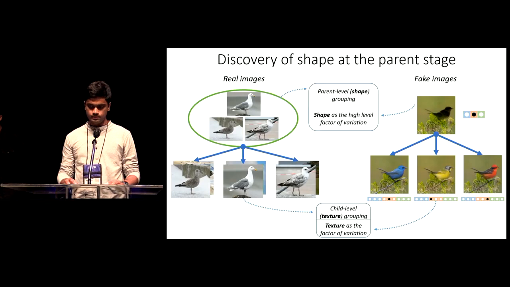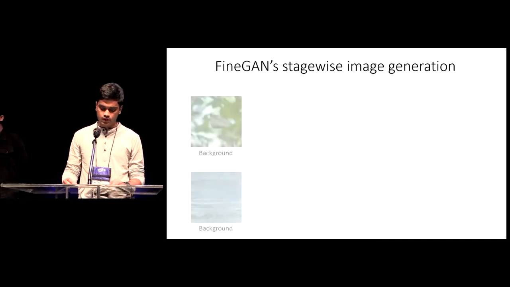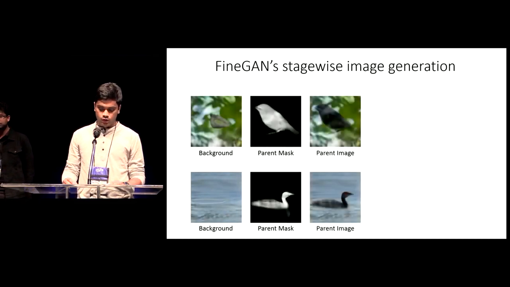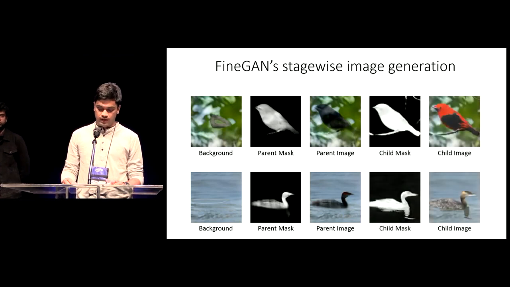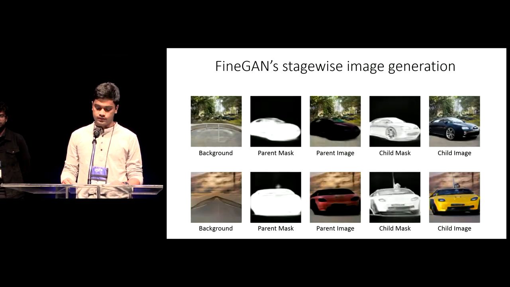All right, we now show our stage-wise image generation results. Initially, our model can generate background containing no foreground details. Following this, parent image is generated describing only the object's shape. Finally, child image is generated, which fills in the object's color and texture details. These are the results for dogs and for cars.